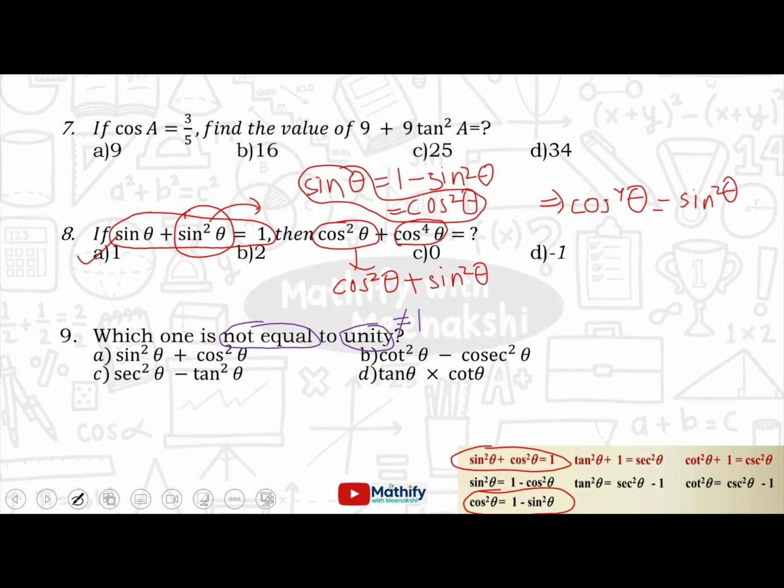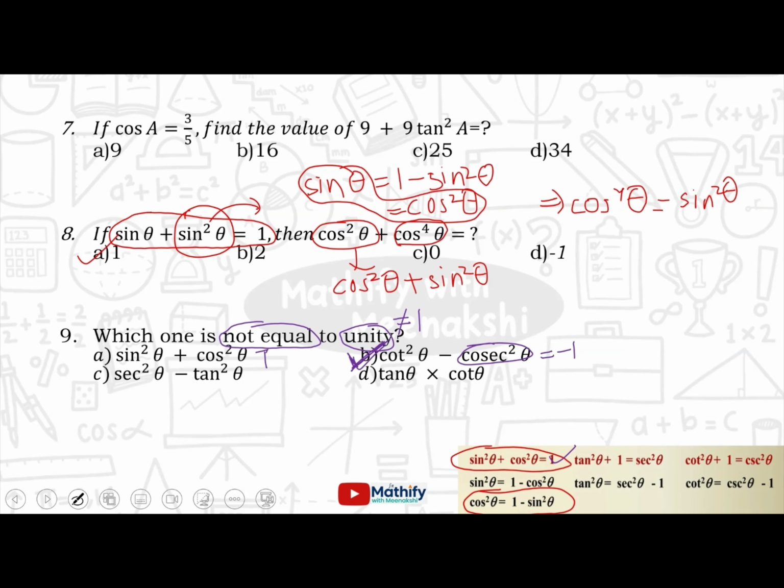Just think. Sine square plus cos square is equal to 1. This is true. Now, cot square minus cosec square theta. No, cosec square is more. So it should be cosec square minus cot square. If you write cot square minus cosec square, this is equal to minus 1, not 1. So this is the correct answer, not equal to 1.